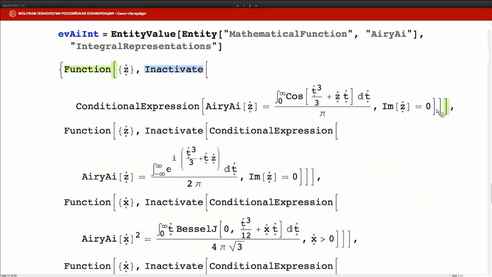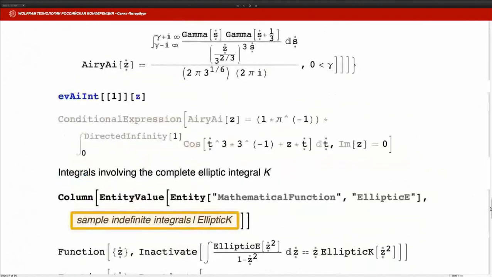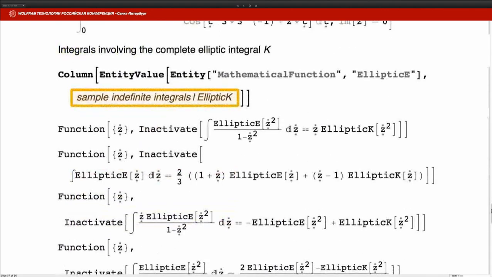There's an Inactive wrapped around it, because you might not want the identity to evaluate to True. You know it's true, otherwise we wouldn't have given it to you. So you might want to use it in a slightly unevaluated form, like I apply it to argument C and I get a conditional expression.